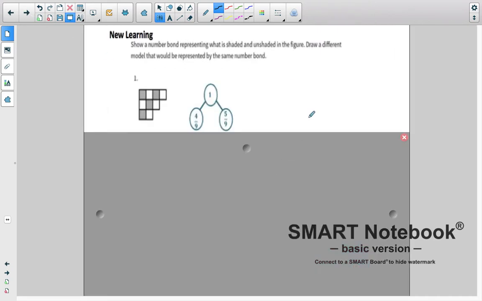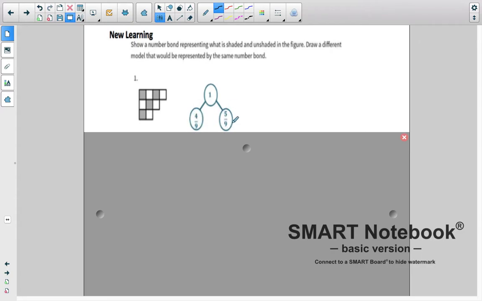It says new learning. It says show a number bond representing what is shaded and unshaded in the figure. Draw a different model that would be represented by the same number bond. So we're going to look at number 1. They put 1 at the top in their number bond for the whole. That represents this whole entire picture, one whole. Then they put a circle for the unshaded part. So you can see 1, 2, 3, 4. They put 4 and then there's 9 equal parts: 1, 2, 3, 4, 5, 6, 7, 8, 9. And they put 4 9ths in one part in their number bond. That's for the unshaded part.